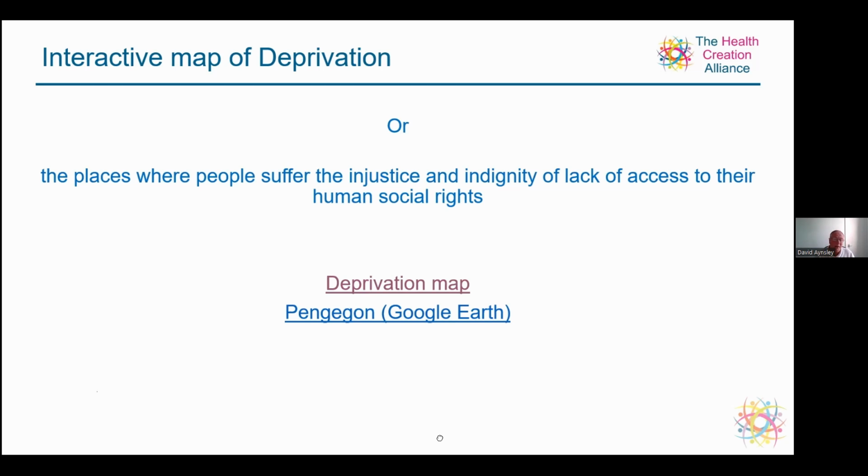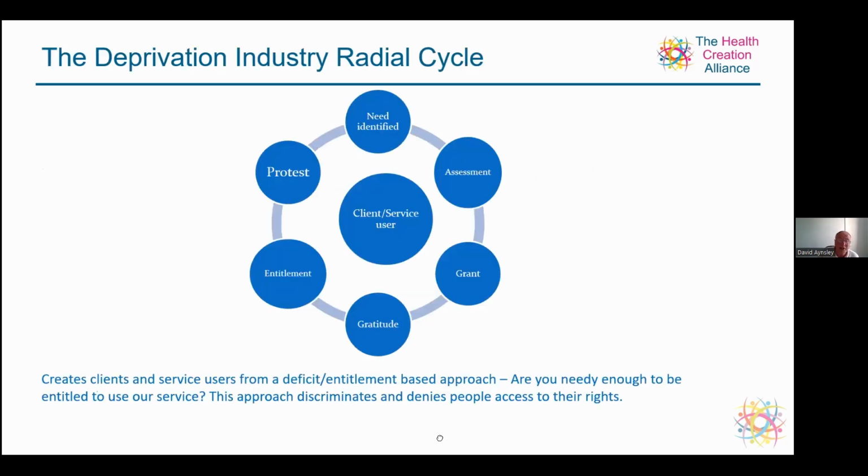So the deprivation map, I can see it on my screen, shows you all the 32,000 places, and it shows you that Camborne is one of the most deprived places in the country. And just across the bay is St Ives, which is one of the least deprived places in the country. I used to be the police sergeant in St Ives, and then I moved to Camborne. So I saw and experienced the difference in deprivation in the two places.